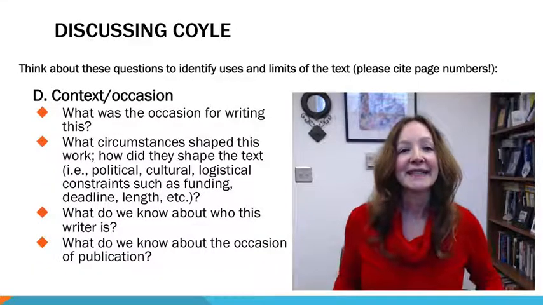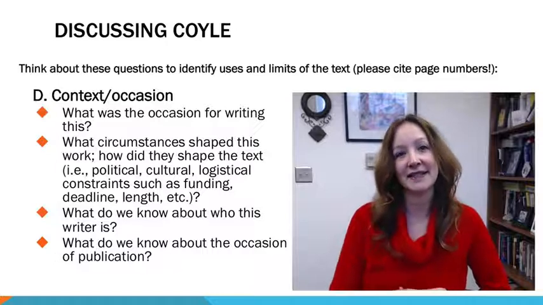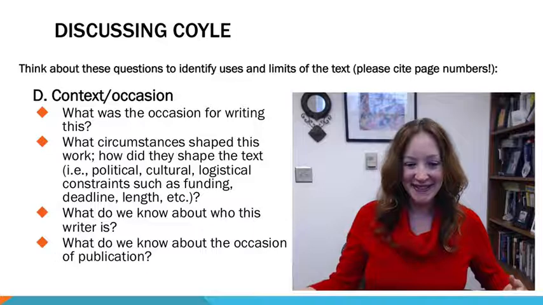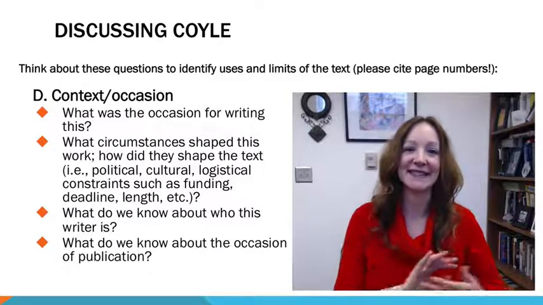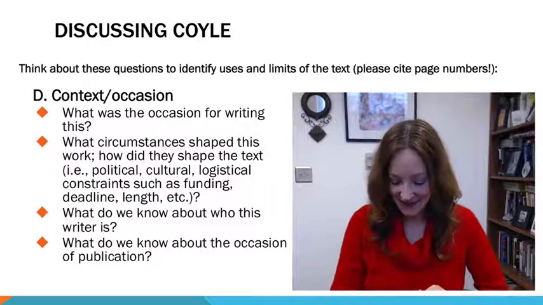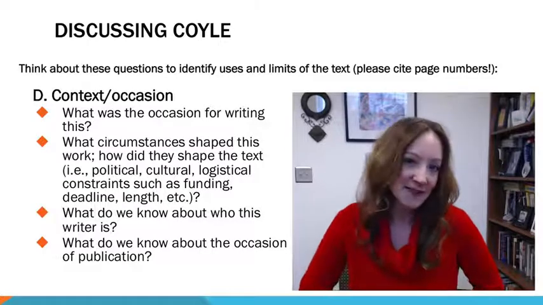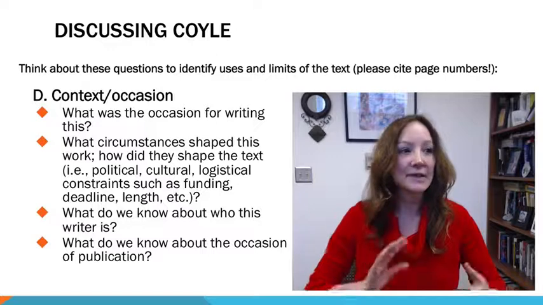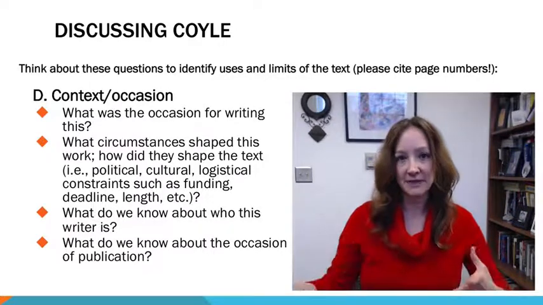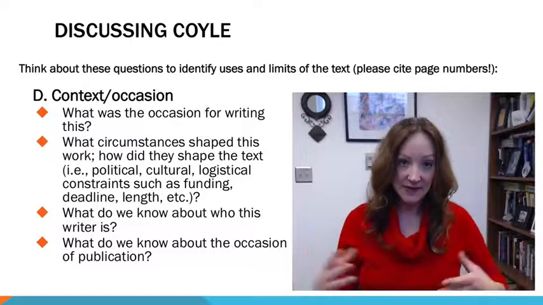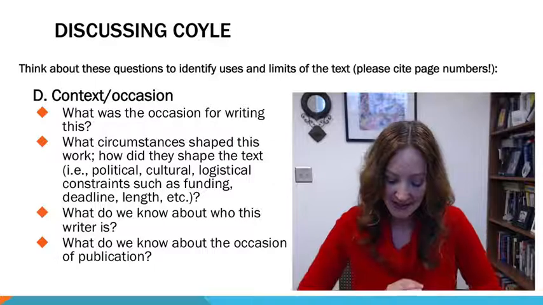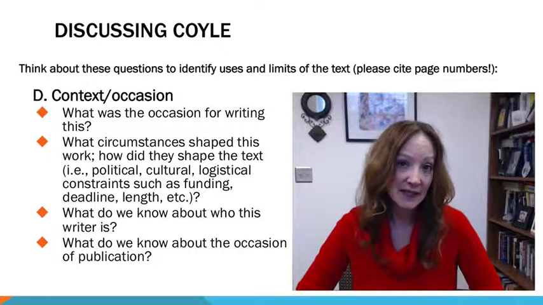Group D, I'd like you to think about the context and occasion. Group D might need to do some outside research beyond the text in order to fully flesh out the context and the occasion of the work. So think about, what was the occasion for writing this? What do you think happened, either what Coyle says within the text or what you can find out from outside the text, to create this text? What circumstances shaped this work, and how do you think they impacted the work?